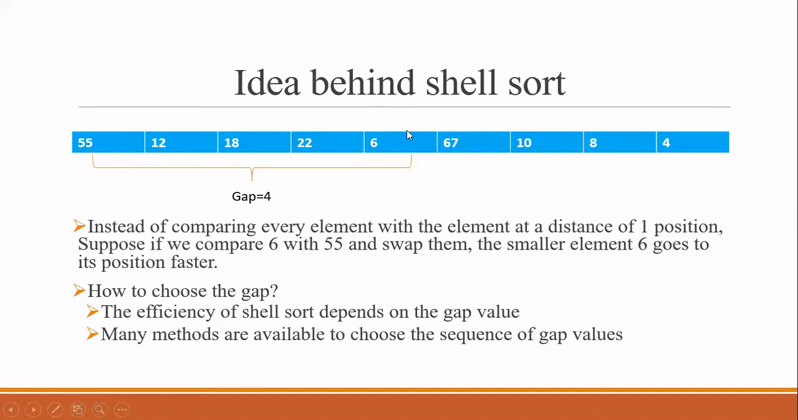A very important thing in shell sort is this particular gap. So how do we choose this gap? The efficiency of shell sort depends only upon the gap value. If you don't choose the gap efficiently, again this algorithm may not work fine. There are many methods to choose the sequence of gap values. We will not choose the gap as always 4. We will choose some value, and every time we are going to change that value. So we will have a sequence of gap values. To generate that, there are many methods available. Let us consider the most popular method.